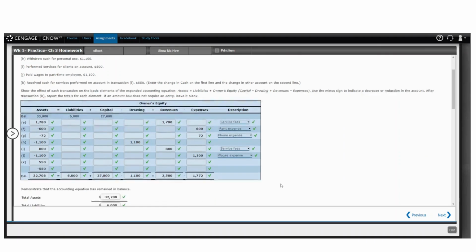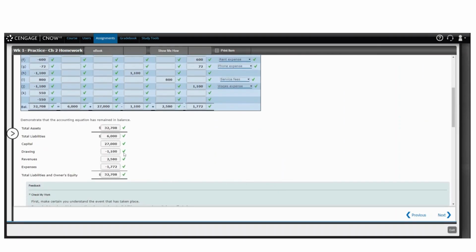Okay. For the bottom part down here, all you're going to do is bring these balances down that we put up here. So hit check my work, make sure you've got green check marks all the way across, and then you just plug them in down here. Now, assets should always equal total liabilities and owner's equity.